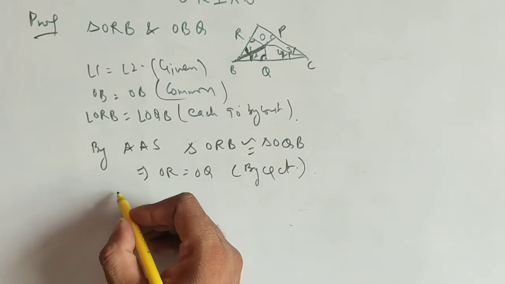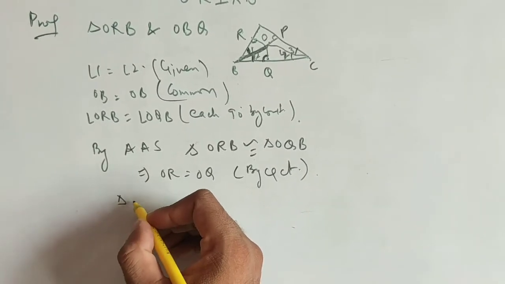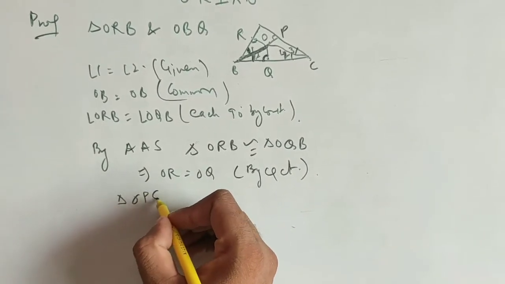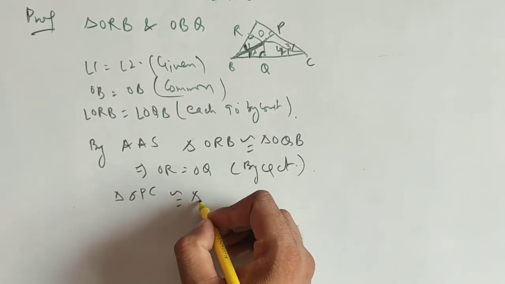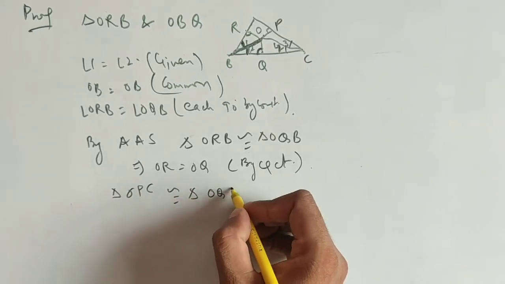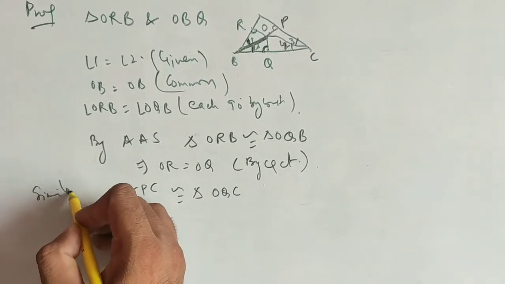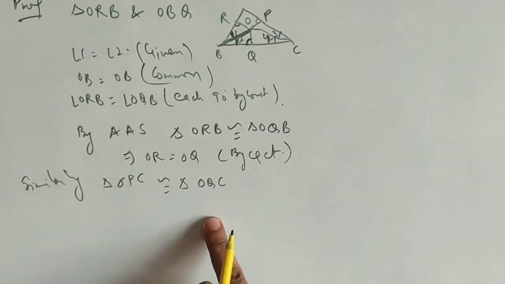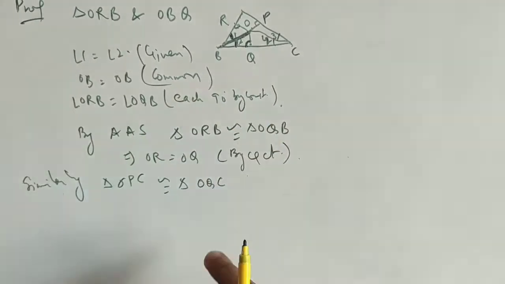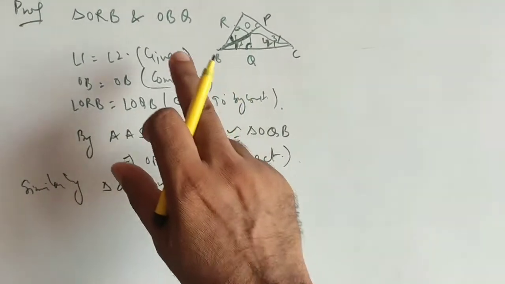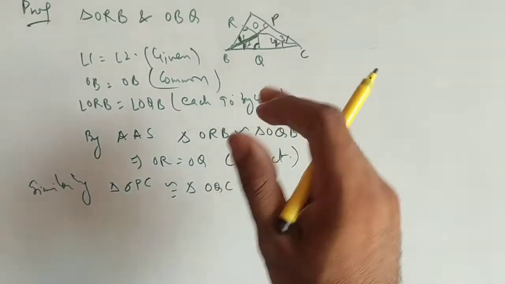Now in the same way, triangle OPC will be congruent to triangle OQC. Similarly, I am writing here similarly, but you have to solve it. Okay, how? Using these 3 points again and again. How you will use it?